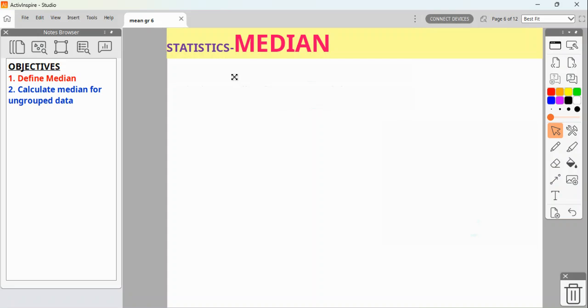Today we will learn median. Our objectives of the lesson are define median, calculate median for ungrouped data. What is median? The median is the middle value of the data. Next, how to calculate median?